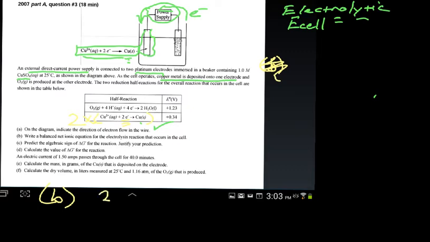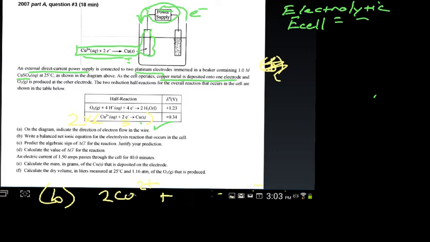So I'm going to write 2 Cu 2 plus, and you remember we're going to cancel the electrons anyway, so I'm not going to include those. Plus O2 plus 4H plus goes to, I made a mistake, didn't I? Let me go back.